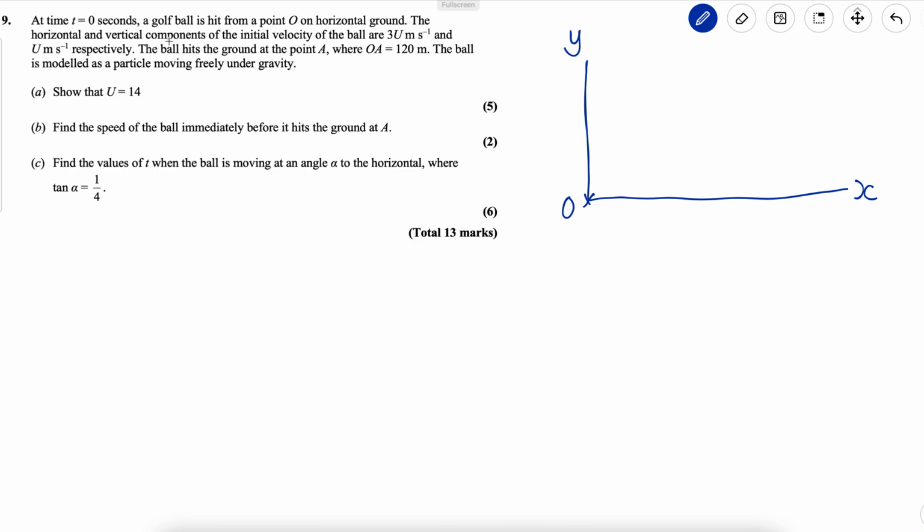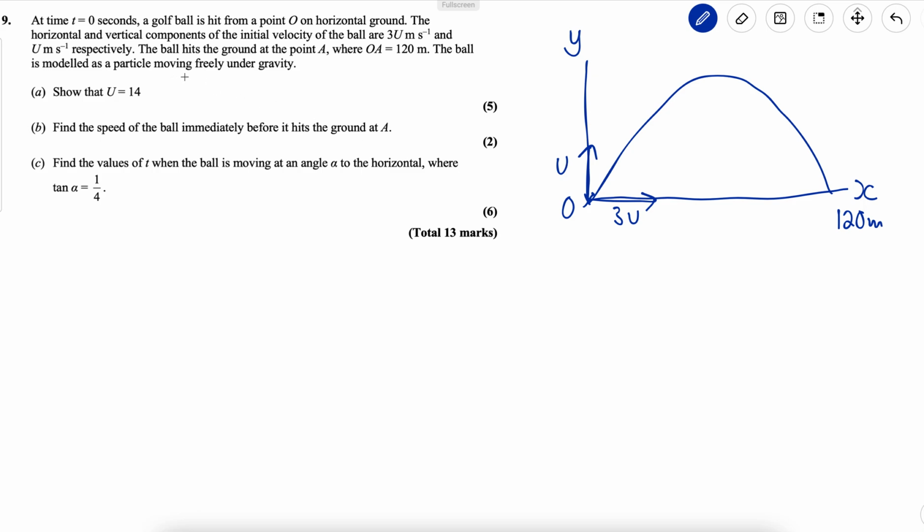The horizontal and vertical components of the initial velocity are 3u, that's the horizontal, and u is the vertical, and that gives a resultant velocity in this direction. The ball hits the ground at the point A, where OA is 120 meters, so it's moving freely under gravity, which means this is a symmetrical parabola. And 120 meters later, it hits the ground.